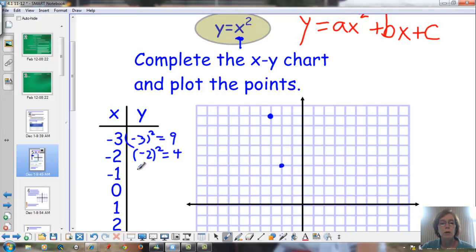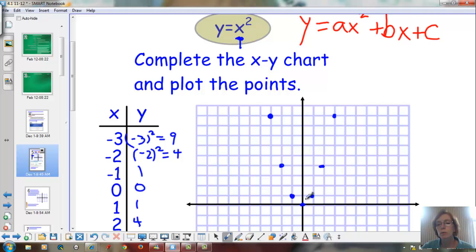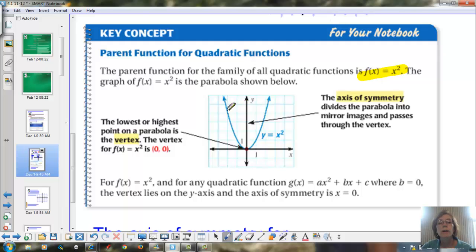If we plug in -1, we're going to get -1 squared is 1, so that's right here. If we plug in 0, 0 squared is 0, that's right here. If we plug in 1, 1 squared is 1, so that's the ordered pair right there. And 2 squared is going to be 4, and so on. And so the graph is going to end up looking like a nice round bowl shape. The parent function of the family y equals x² is going to be a parabola as shown below, and this is in your book so you can check this out.